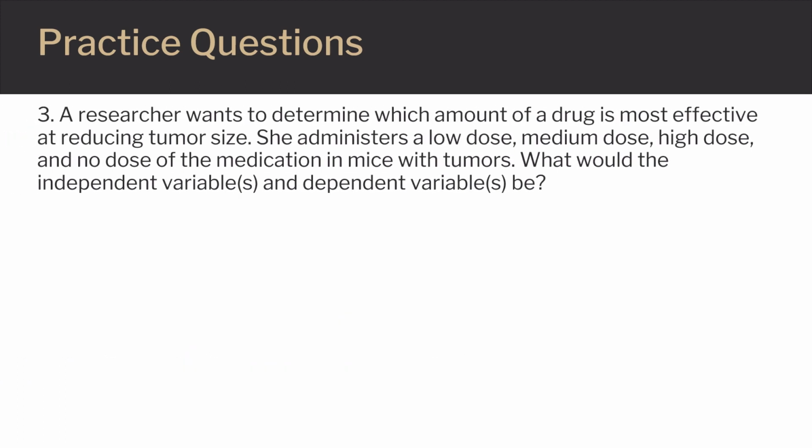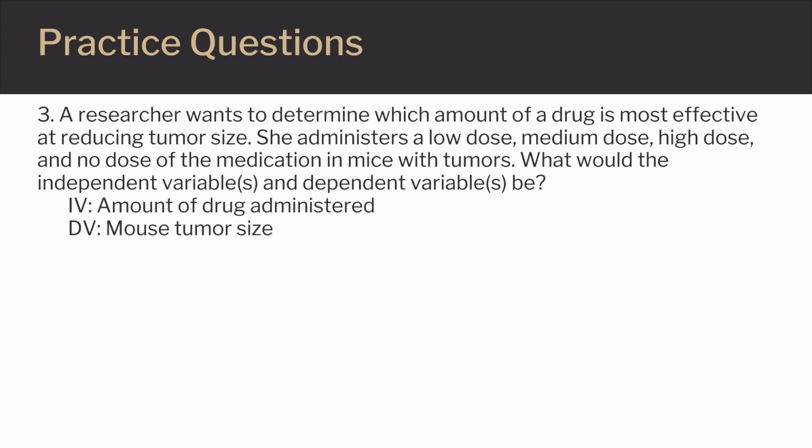3. A researcher wants to determine which amount of a drug is most effective at reducing tumor size. She administers a low dose, medium dose, high dose, and no dose of the medication in mice with tumors. What would be the independent variables and dependent variables? Take a moment to pause the video and think about it. The answer is that the independent variable is the amount of drug administered, and the dependent variable is the mouse's tumor size.